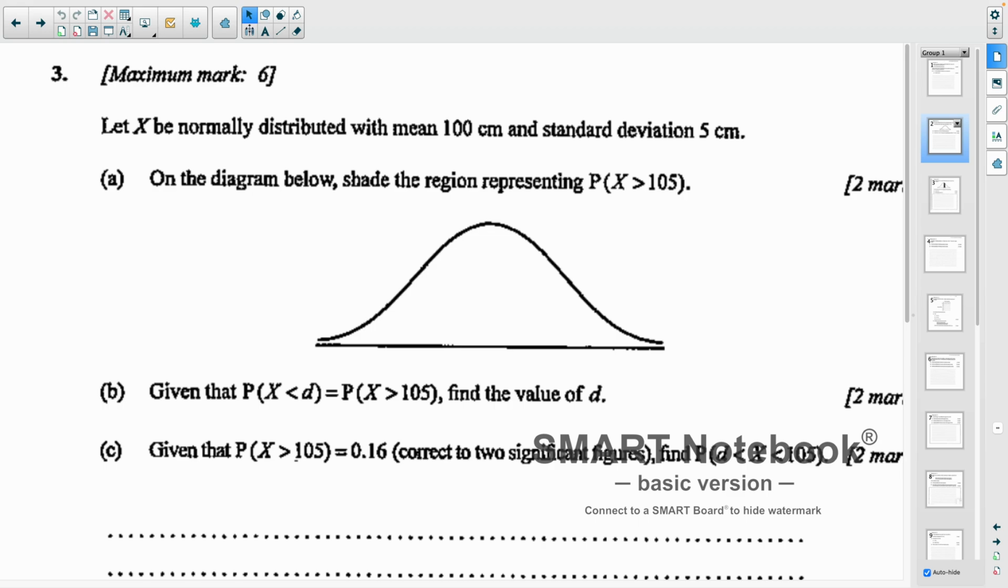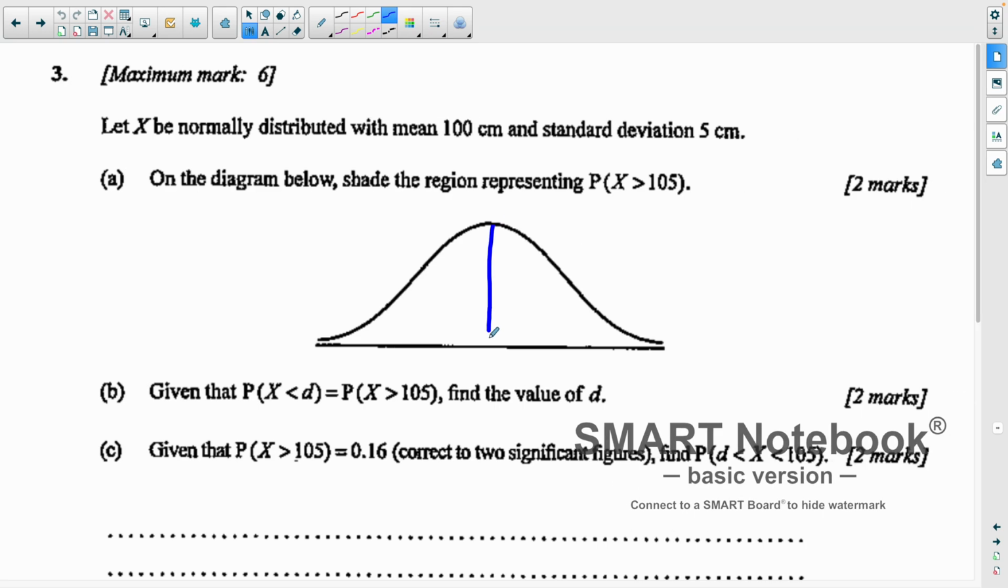On this one, it says this is a non-calculator problem. This is the one on the right on that page. It says let x be normally distributed with a mean of 100 and a standard deviation of 5. So this would be 100 there. A standard deviation of 5 would make that 105, and that would make it 95. What's the probability between 95 and 105? 68%. So 68% or 0.68 would be the probability.